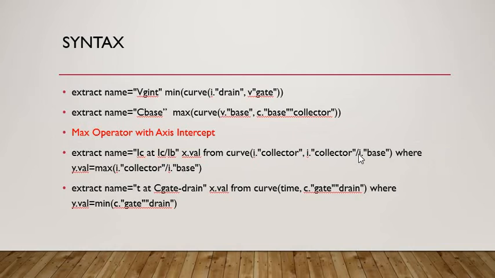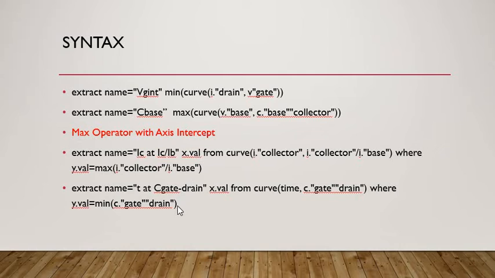You want to get some maximum value of the x value where the beta is maximum. So you want to get the x value of IC where the beta is maximum. You can understand the max of I collector by I base means max of beta on the y-axis, and you want to know what IC gives you the max beta.